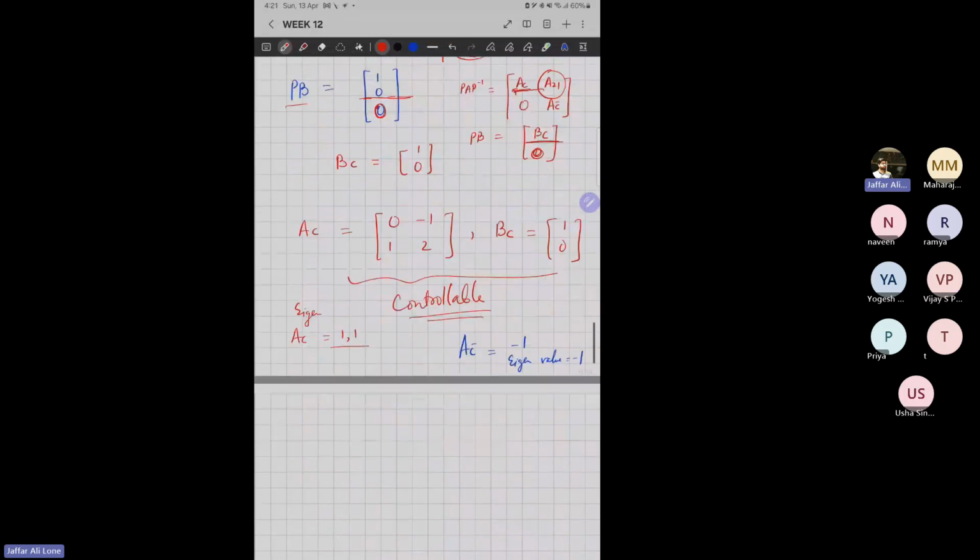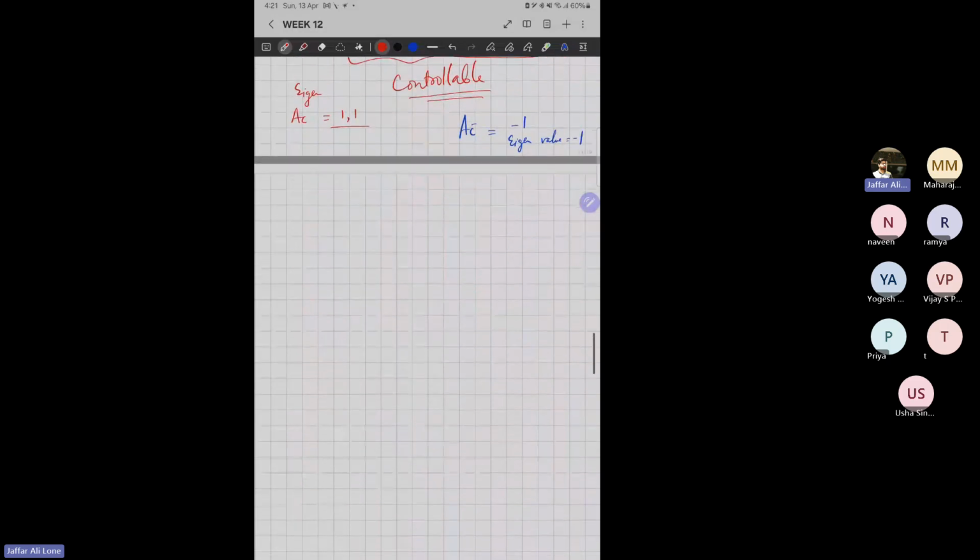So let's do one quick question based on this controllability decomposition so that it's more clear. Or let's do that at the last. First, let's do the questions on state feedback and observer design because they're also very important. So now let's say you are given a question. You're given a matrix.